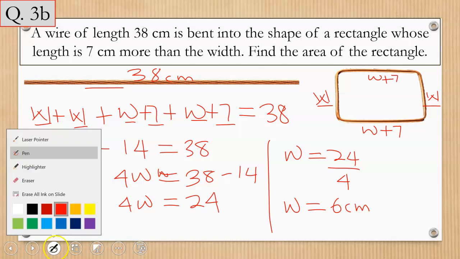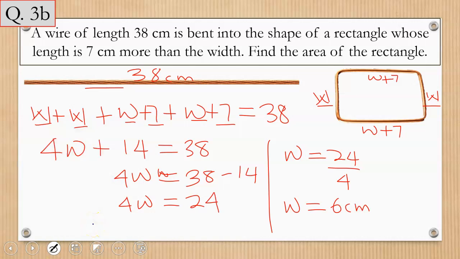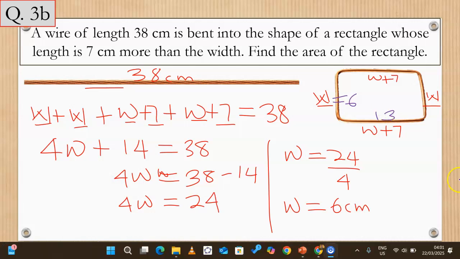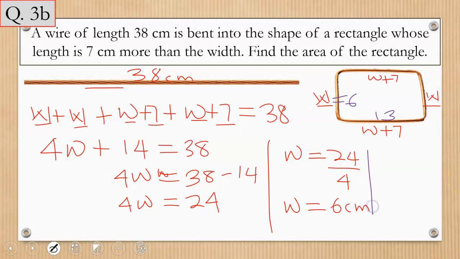Now the question wants us to find the area. If W is 6, then it means the length here is going to be 6 plus 7, which is 13. So all I need to do is to find the area by multiplying the length, which is 13, times the width, which is 6. And that will give us 78 centimeters squared. And that answers question number 3B.